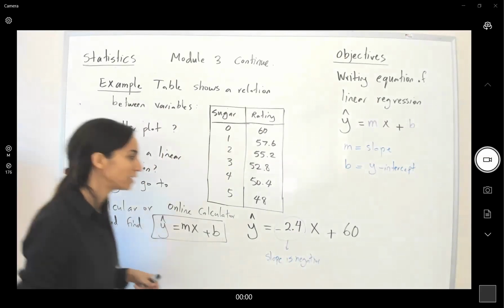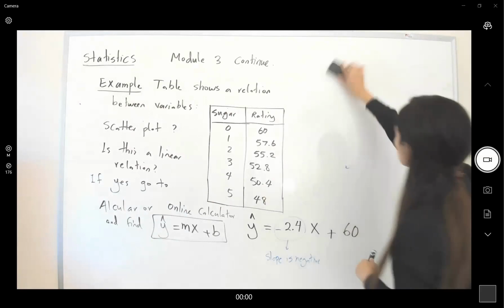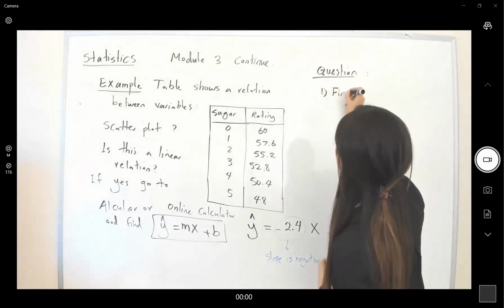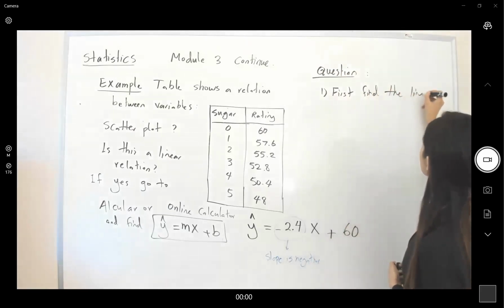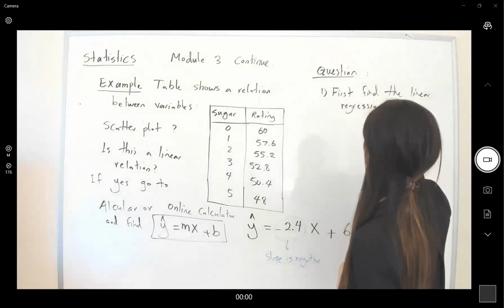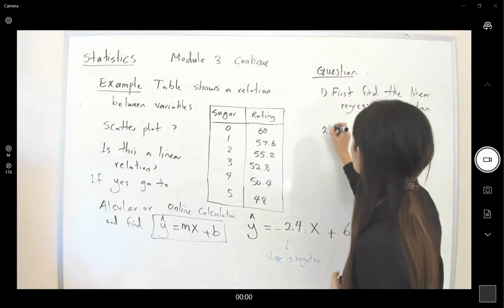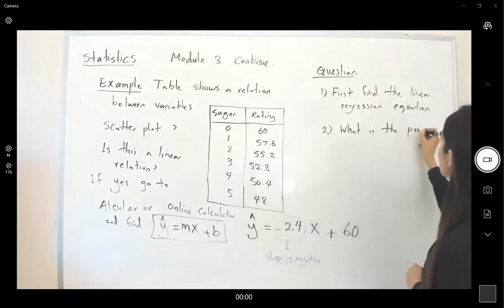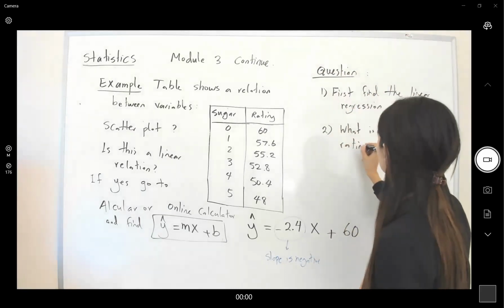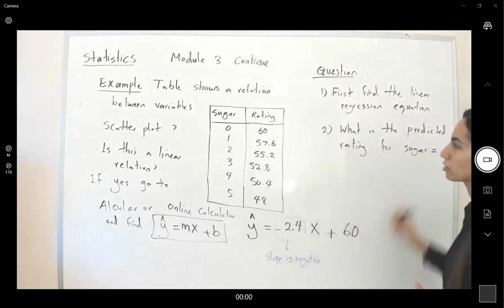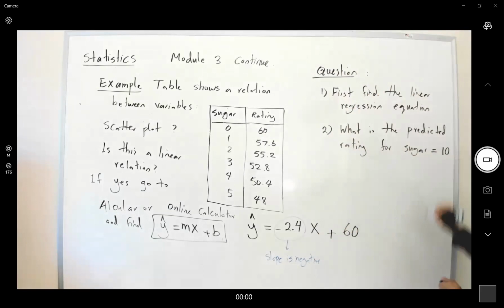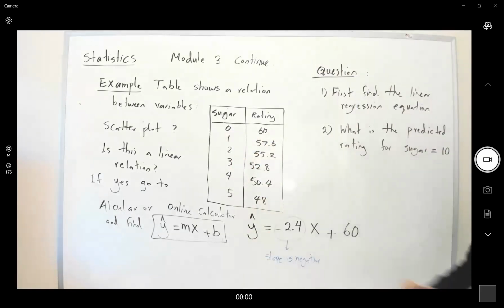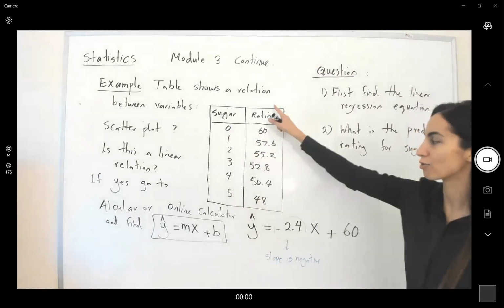If in an exam, in a quiz, they say, hey, you have this linear regression type of question: first, find the linear regression equation to make predictions. What is the predicted rating for sugar equals, suppose we have sugar equals 10 grams, 10 grams in your cereal. We don't have amount of sugar equals 10 here, but we have a nice formula. We can use this formula to make predictions for our rating, which is y hat.